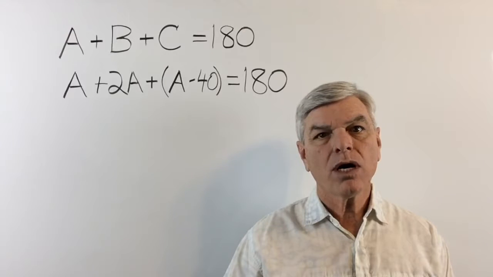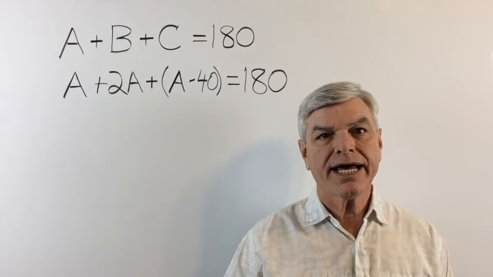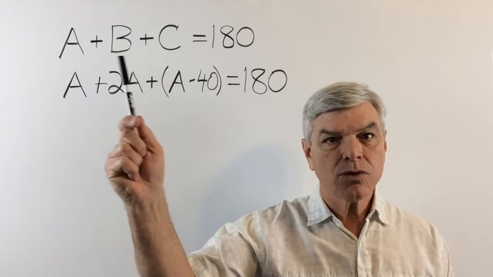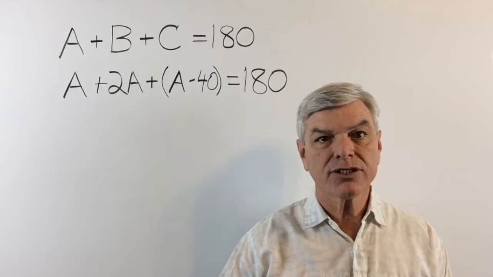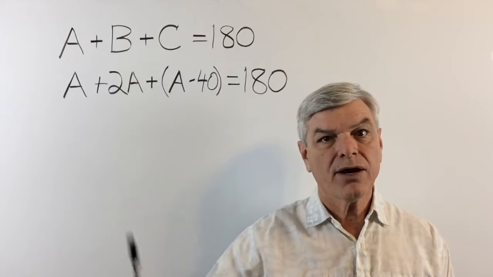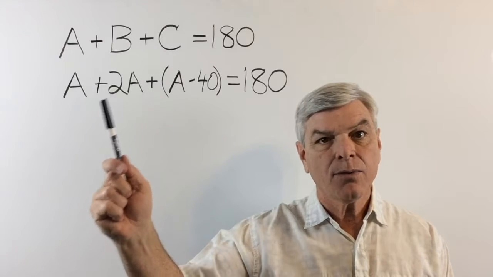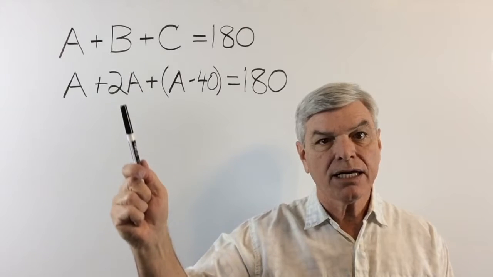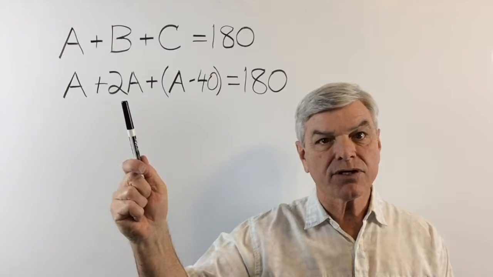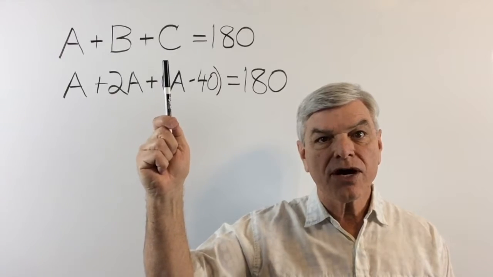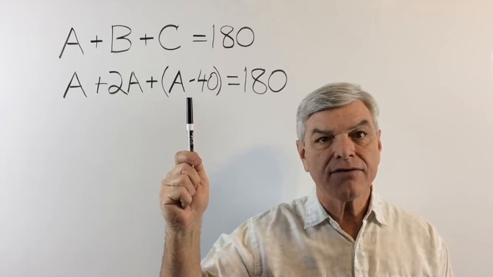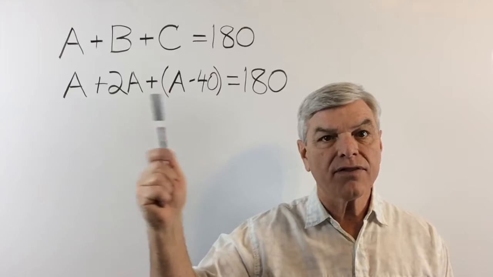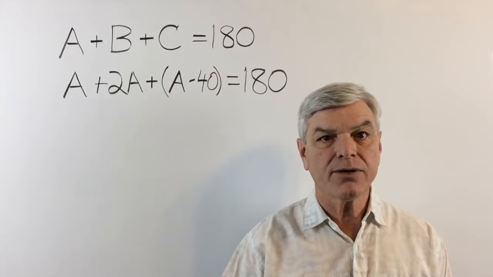Now we know what a triangle equals. The angles of a triangle, the first one plus the second one plus the third one, are always going to equal 180 degrees. We know that A is A. We know that the second angle, B, was twice the first. We know that the third angle, C, is 40 less than the first, and that all of them together are going to equal 180 degrees.